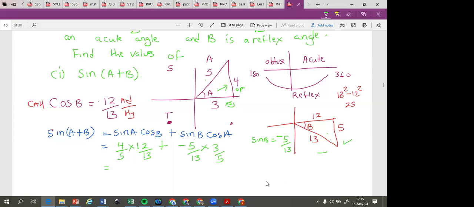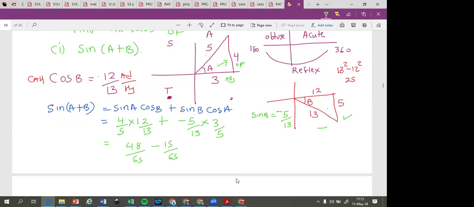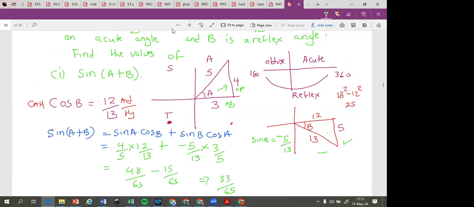So you multiply, 4 times 12 is 48 out of 5 times 13, which gives us 65. Now this one is going plus and a minus is a minus, 5 times 3, which is 15 out of 65. So you will say 48 minus 15, you end up with 33. So here our final answer is going to be 33 out of 65. Members, have we understood that? Yes.